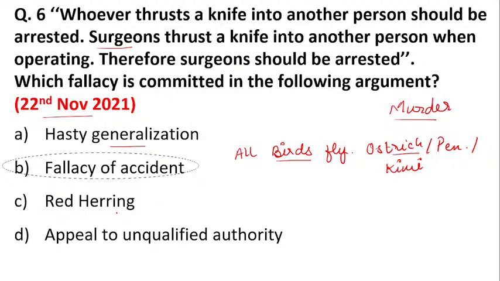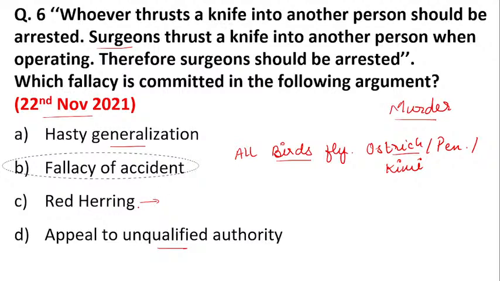Red herring we also saw. Red herring is whenever a person deviates the argument. Appeal to unqualified authority is when someone gives a statement who is not qualified enough to give that statement. So this is appeal to unqualified authority. Now we know what is hasty generalization, fallacy of accident, red herring, and appeal to unqualified authority. You remember with red herring, I gave you an example of Mike and Eric. Eric was saying, why on earth would you cheat your spouse?